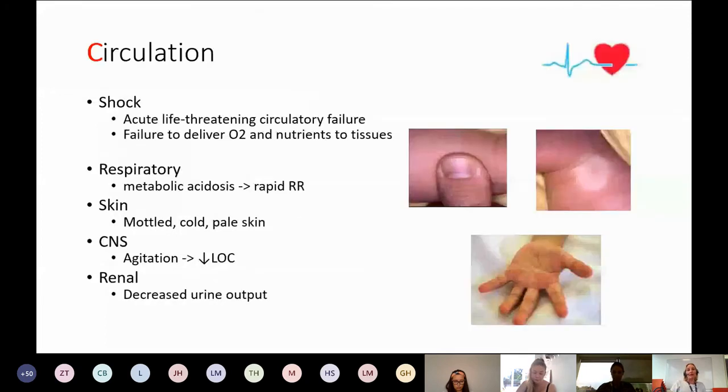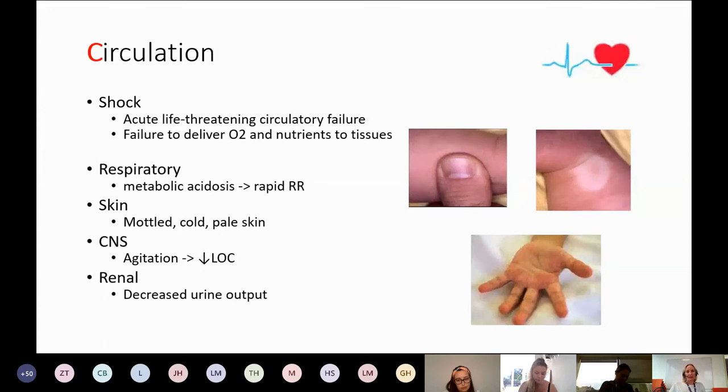So if circulatory failure is really severe, you can get acute life-threatening circulatory failure, which is shock, which we again will have met children with. That's a failure of our circulation to deliver oxygen and nutrients to our tissues, and also to remove waste like lactate from our tissues as well. And that obviously will have an effect on other systems too. So we talk about systems not working independently from each other.